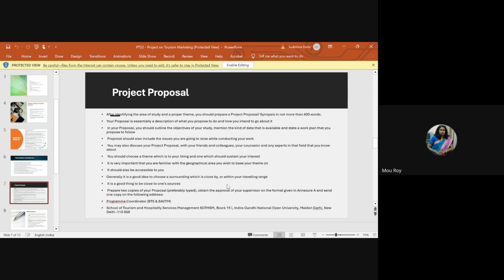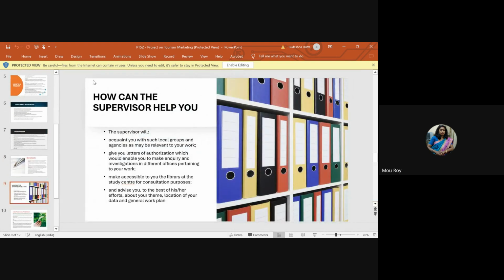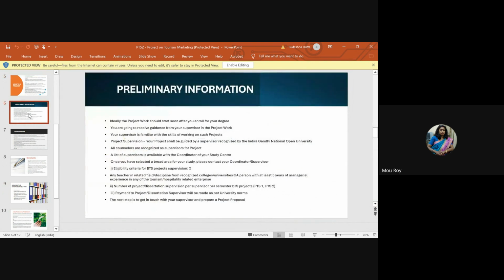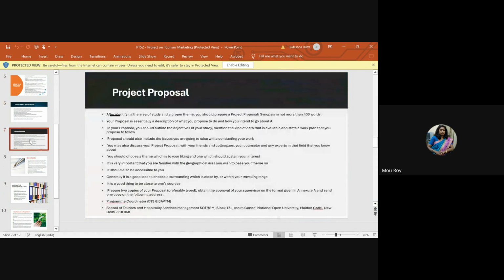One, you have to submit, obtain the approval of your supervisor on the format given in the annexure. The annexures are there, and send one copy to the following address. Yours, I don't know. You have to consult your coordinator a little bit. For your program, I don't know where you have to submit, because you all have to submit online.